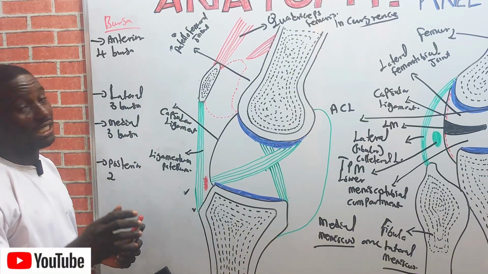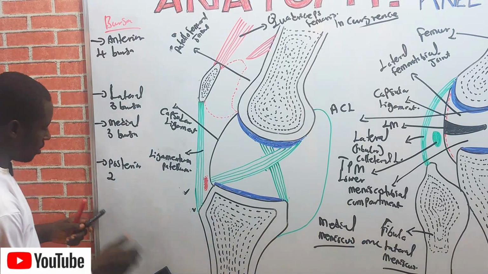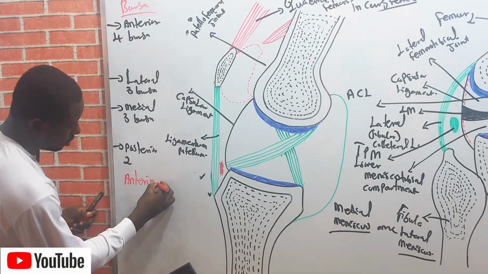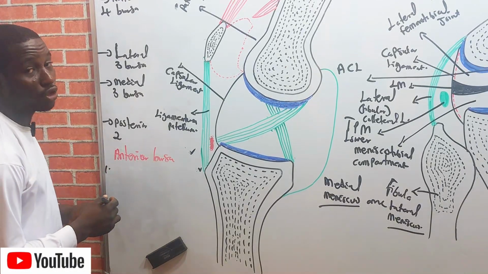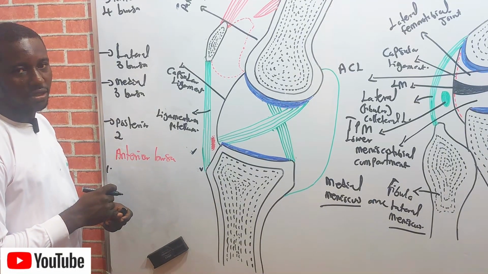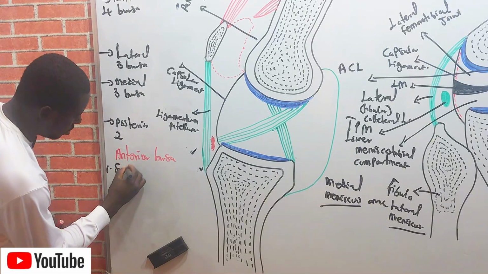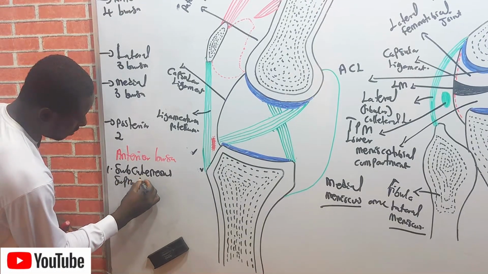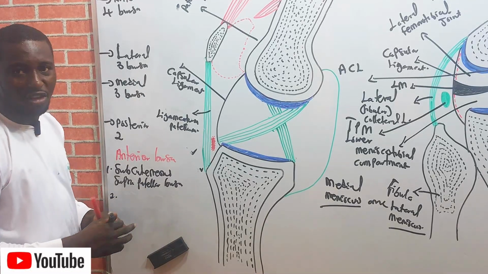But where I shall be delineating is on the anterior bursae. Now, on the anterior aspect, number one, we have subcutaneous suprapatellar bursa. Number two, we have subcutaneous infrapatellar bursa.